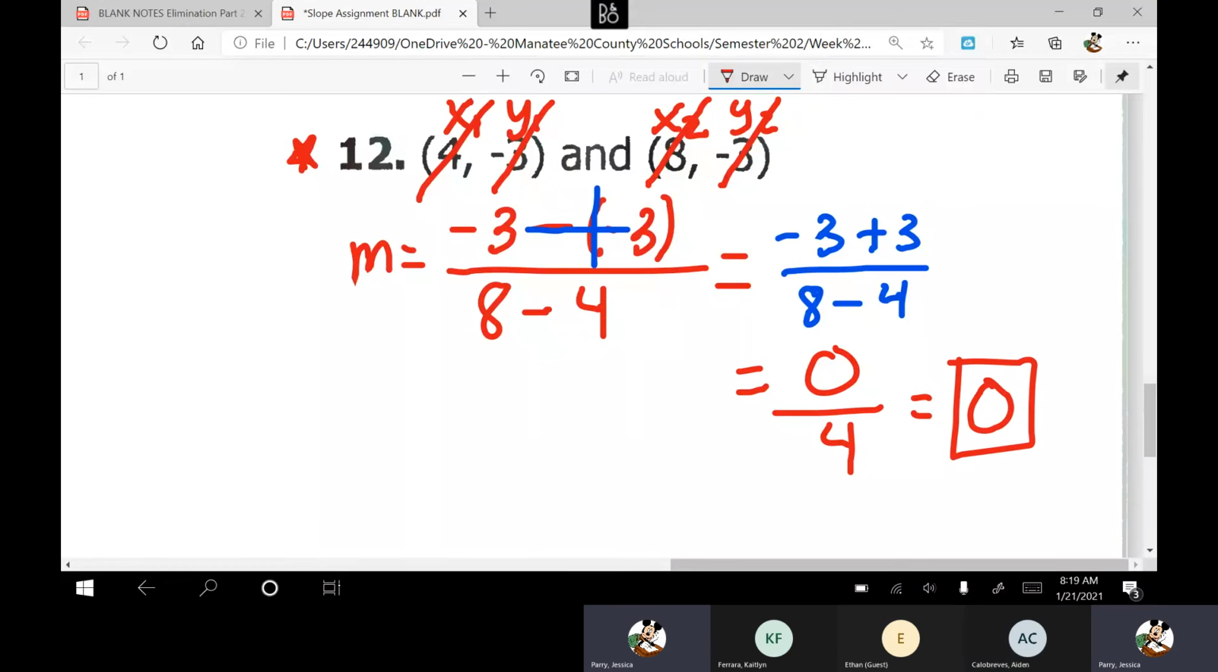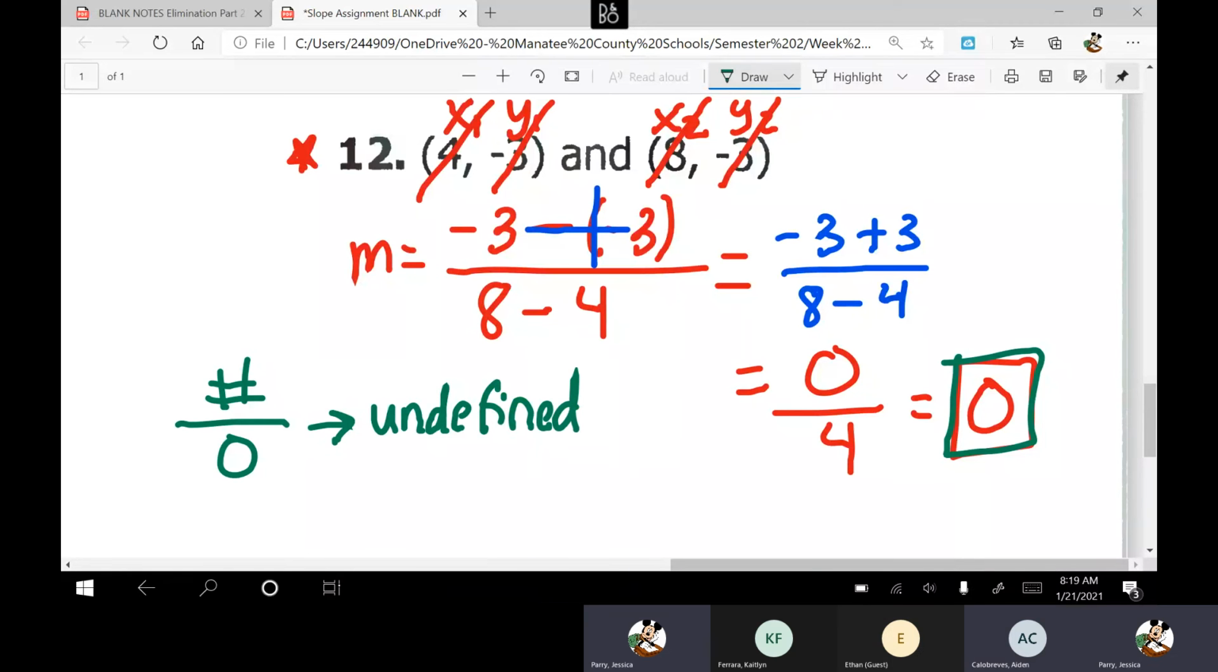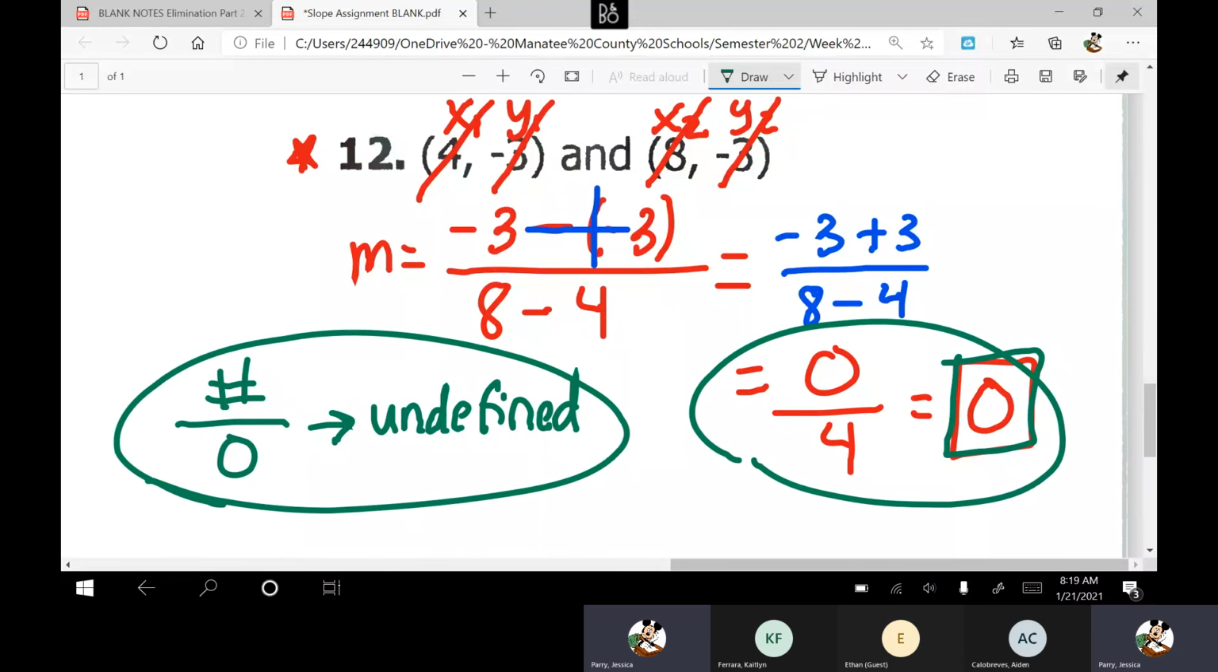Okay, so little hint here. If you end up for your final answer with a 0 on top, your answer is really just 0. If you end up with a 0 on bottom, your answer is undefined, because you cannot divide by 0. So here are your 2 tips. If you have a 0 on top, the numerator, your answer is 0. If you have a 0 on bottom, the denominator, then your answer is undefined.